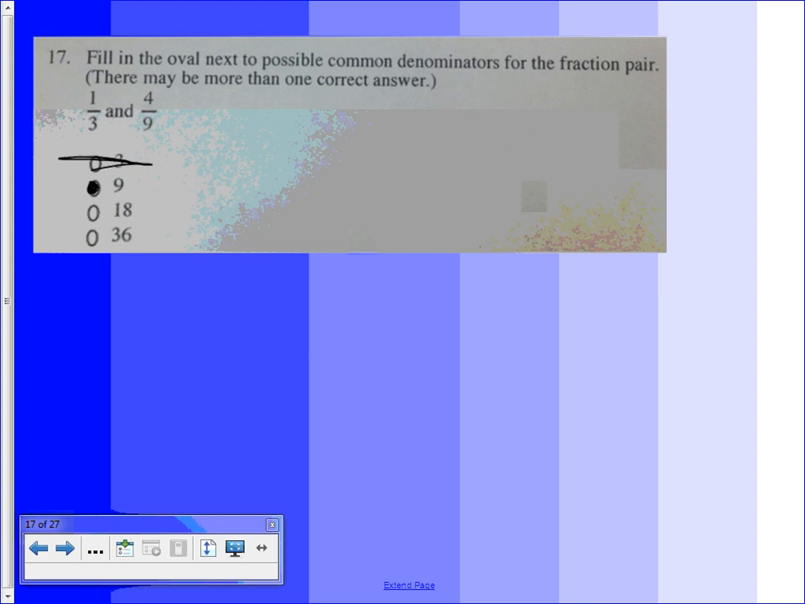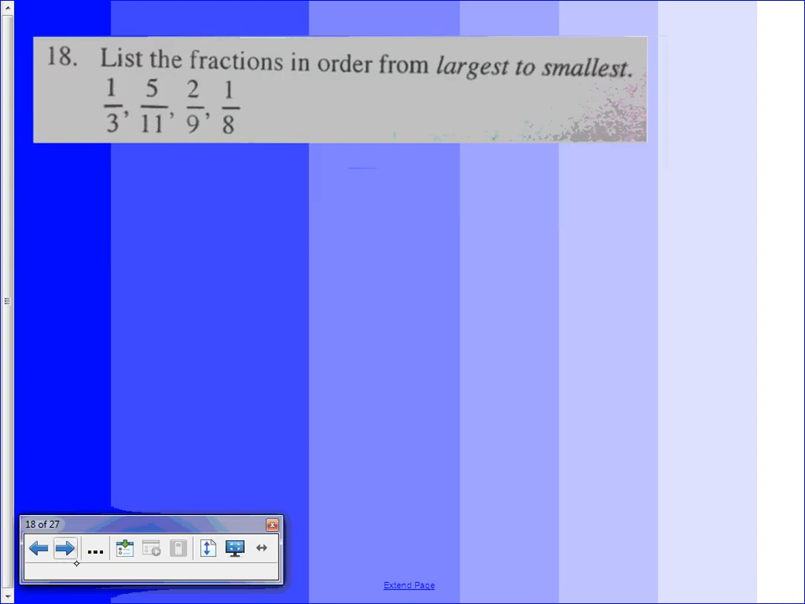Can 3 go into 18? It can. 3 times 6 is 18. Can 9 go into 18? Yes. 9 times 2 is 18. 3 times 12 is 36. 9 times 4 is 36, so that works. Does everyone see why 3 doesn't work? Because 9 can't fit into 3. A lot of kids would circle 3 or fill in 3's oval. That's not correct. Please make sure you are taking your time and you're doing this correctly.